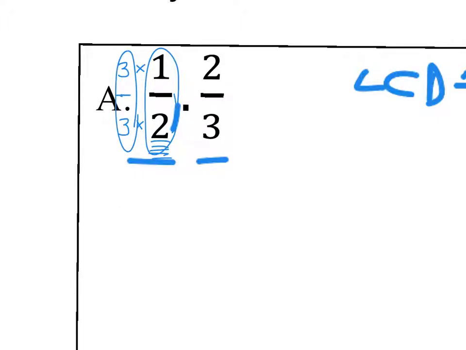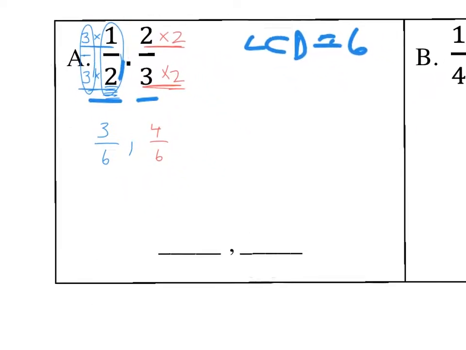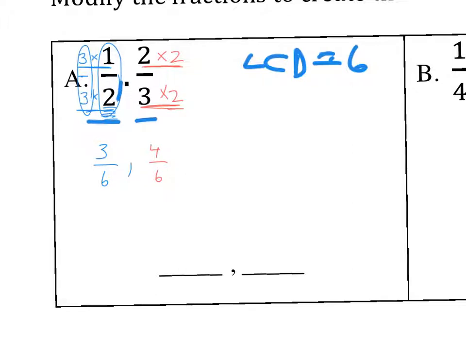So now we multiply. What's 3 times 1? 3. What's 3 times 2? 6. 3 is half of 6, so 3/6 is 1/2. All right, if we do that with the 2/3, what should we multiply the top and bottom by? 2. So 2 times 2 is 4, 3 times 2 is 6. That means the two fractions with the common denominator will be 3/6 and 4/6. And now, later on, I can add them together or subtract them because the denominators are the same.